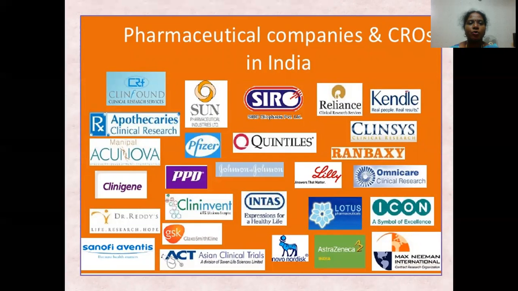Pharmaceutical companies and CROs in India: Sun Pharmaceutical Industries, Reliance, Quintiles, Pfizer, Quanova, Clingen, Johnson & Johnson, Lilly, Omnicare, Ranbaxy, Icon, Lotus, Intas, Clinivent, Sanofi Aventis, Dr. Reddy's, GSK, GlaxoSmithKline, Asian Clinical Trials, Novo Nordisk, AstraZeneca, Icon.